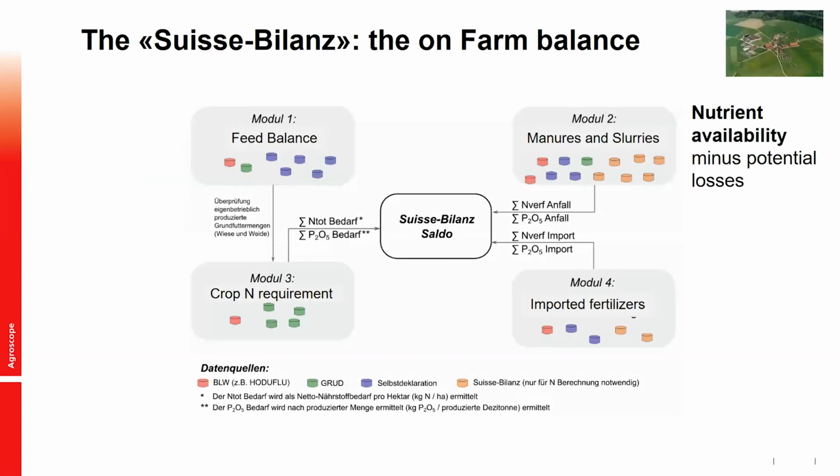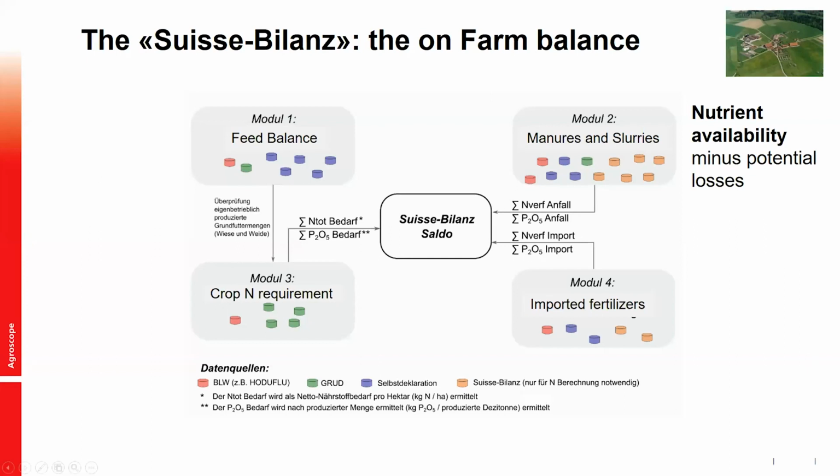With this slide, I want to show you roughly the farm balancing system. In Switzerland, the farmers are obliged to fill in a farm-based balance, where they roughly show that the nutrients they have in their farm system are kind of balanced. And there are 4 modules, to say it very simply. Module 1 is the feed balance, so what kind of feed they produce themselves and the feed they import. We have module 2. This is based on the animal numbers, the manures and slurry they produce themselves.